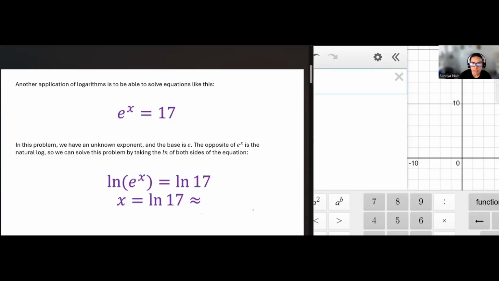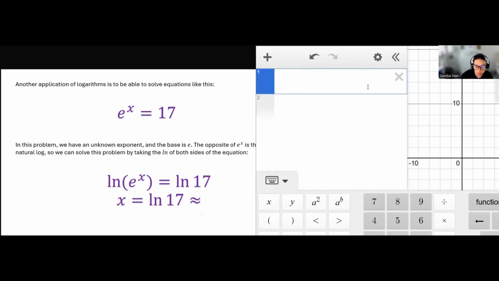The opposite of e to the x is the natural log, so we can solve this problem by taking the natural log of both sides of the equation. So when we do that, we get the natural log of e to the x equals the natural log of 17. Well, since the natural log and e to the x are inverse operations, they're going to cancel each other out, leaving us with just x equals natural log of 17.